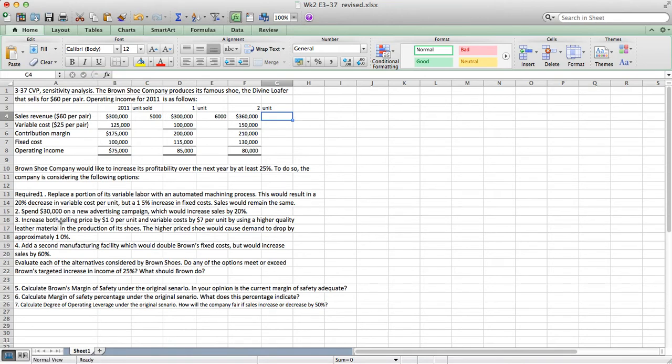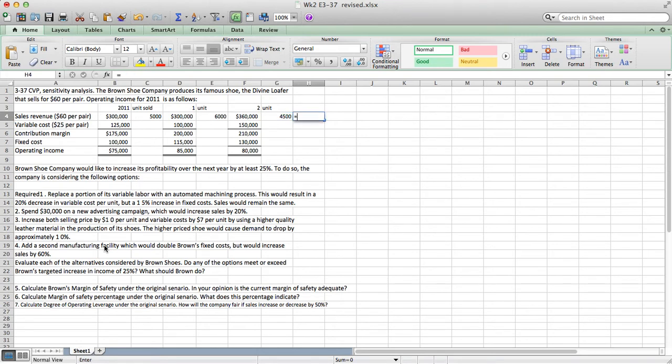Scenario 3 says we're going to increase the selling price by $10 per unit. Okay. And we're going to, let's see, increase variable cost by $7 per unit because we're using higher quality leather. And that's going to drop our demand by 10%. So we have some interesting things going on right here. Our demand against our baseline is going to drop 10%. So I'm going to multiply that by 90% so I can get that 10% reduction.